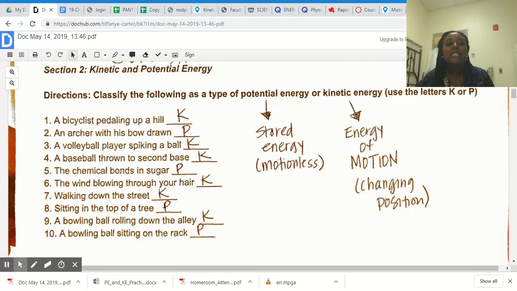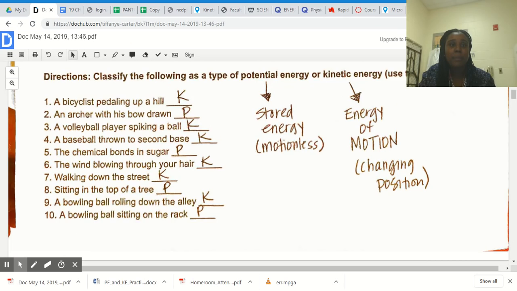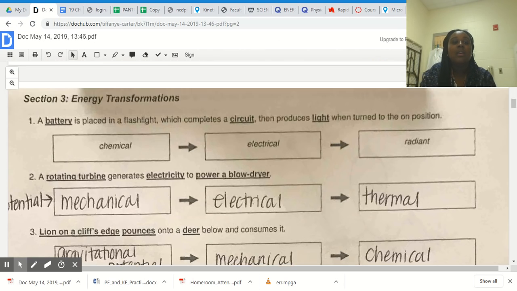10, a bowling ball sitting on the rack. If it's just sitting on the rack and it's not moving, it has potential energy. And it has potential energy, A, because it's not moving, and B, because it's sitting on a rack that has some distance away from the floor. So remember, potential energy is due to height. So the further I am from Earth or from the surface or from the ground, the more potential energy I can store. Page 2, people, page 2.